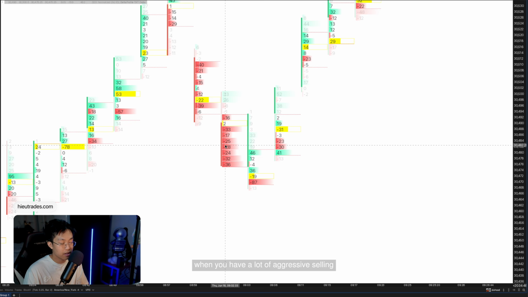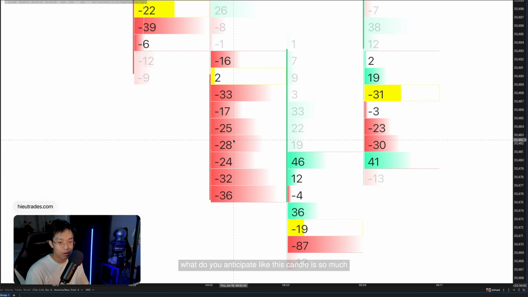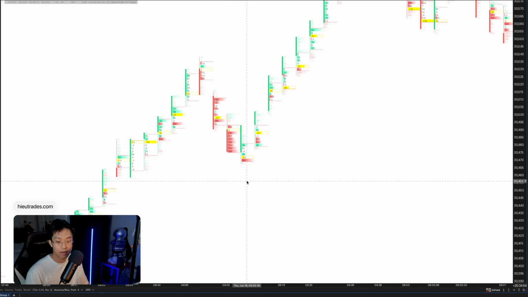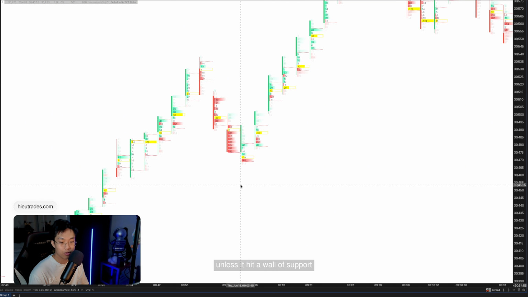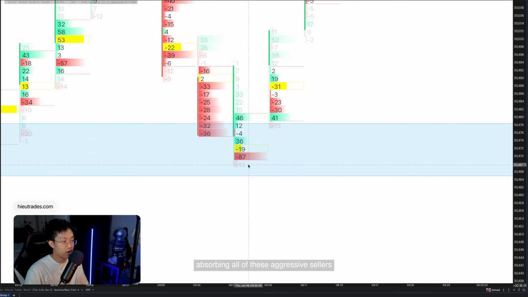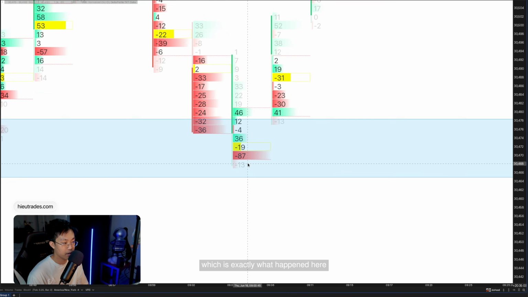When you have a lot of aggressive selling, what do you anticipate? Like, this candle is so much. You would anticipate for price to continue moving lower unless it hit a wall of support where there's a lot of buy limits absorbing all of these aggressive sellers, which is exactly what happened here.